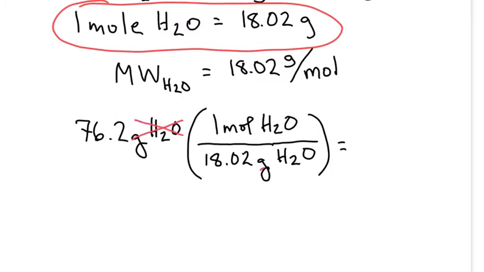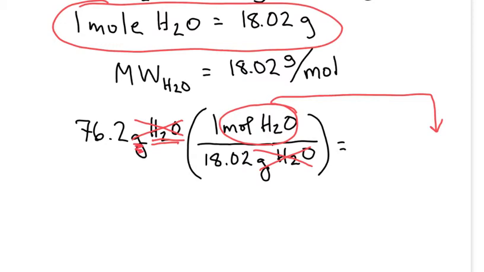Grams of water cancels with grams of water. Note that I'm keeping my units and my label. We're going to be left with units of moles of water. That comes over here. So we're going to take 76.2 divided by 18.02. We get an answer of 4.23 moles of water.